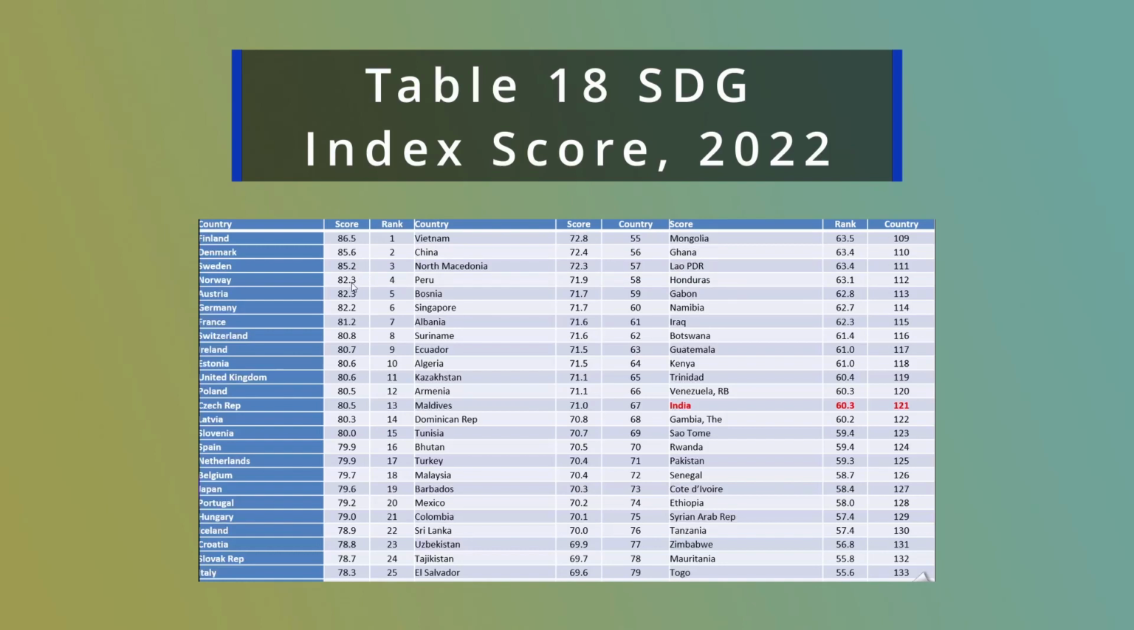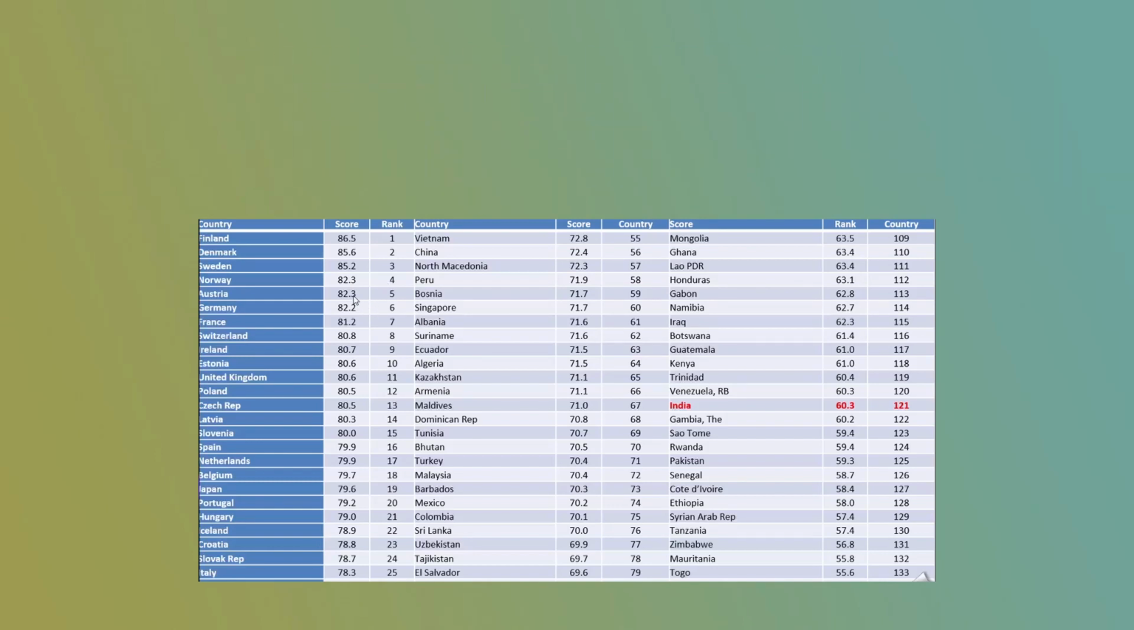Similarly, the score of Australia is also relatively high, 82.2, and some other European countries have also experienced a relatively higher score in respect of the SDG index, and they have already occupied the top 10 positions in the SDG ranking of 163 countries.